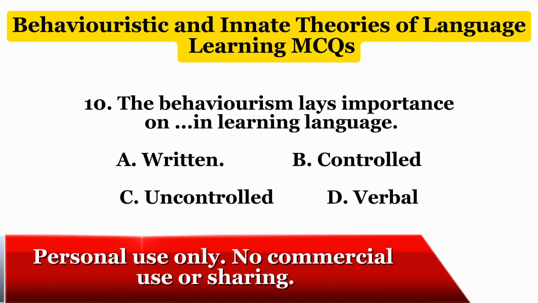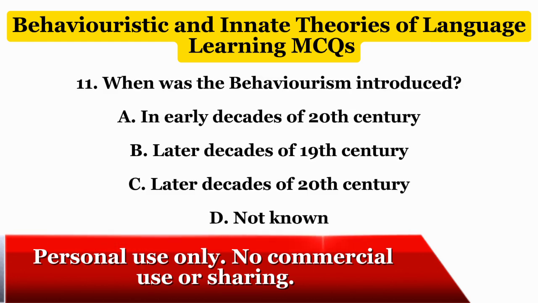The behaviorism lays importance on written in learning language, controlled in learning language, uncontrolled in learning language, verbal in learning language. Right option is D. The behaviorist lays importance on verbal in learning language. When was the behaviorism introduced? In early decades of 20th century, later decades of 19th century, later decades of 20th century, not known. Right option is A. The behaviorism introduced in early decades of 20th century.